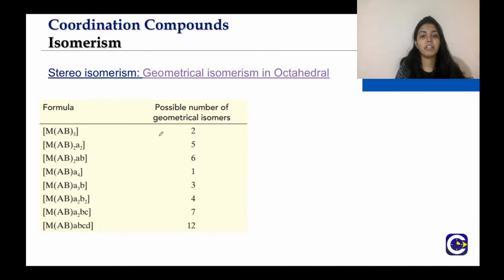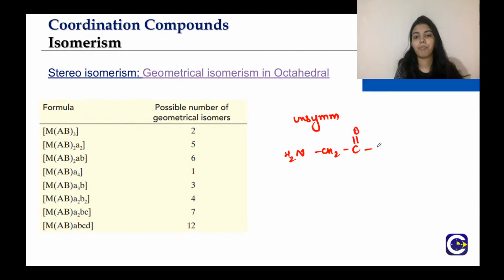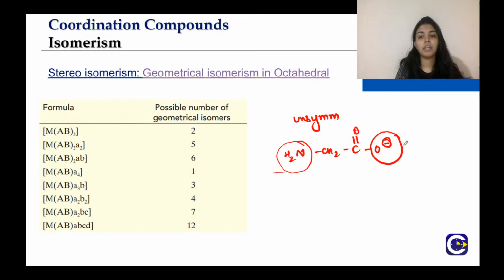Now the next one is, let us say you have an unsymmetrical bidentate ligand. For example, glycine, NH2 CH2 C double bond O O. Now you have an unsymmetrical bidentate ligand. Donor atoms are not the same, so you can write it as AB. So this also involves various types of complexes in which 3 of them can be unsymmetrical bidentate, 2 of them can be unsymmetrical bidentate, or 1 of them can be unsymmetrical bidentate, and so on.